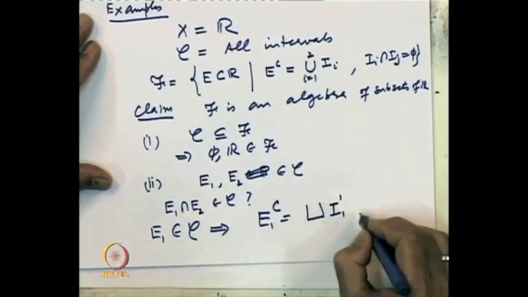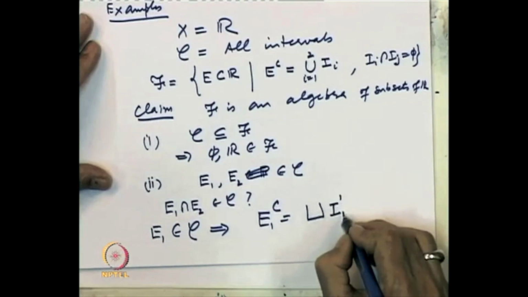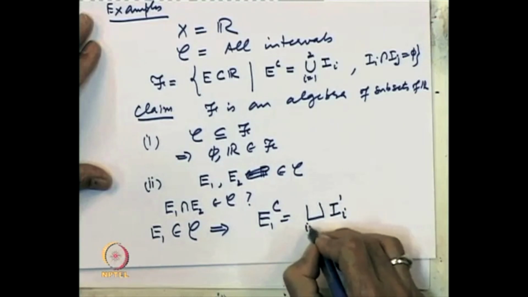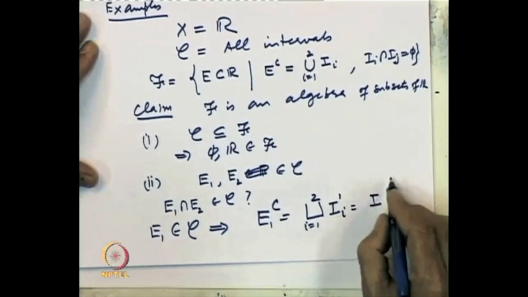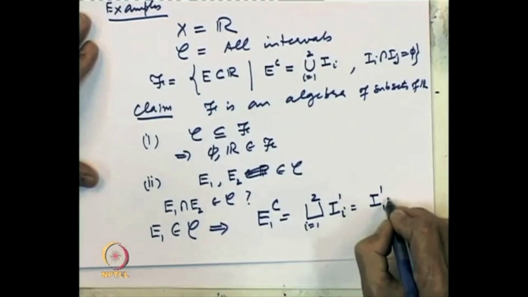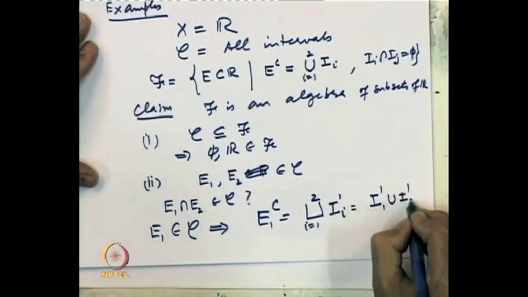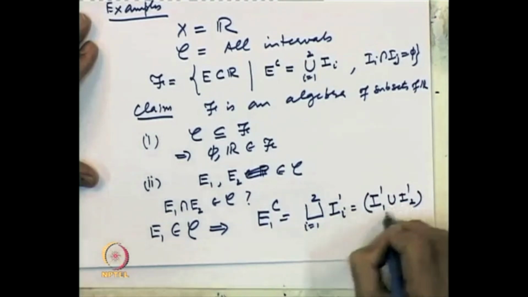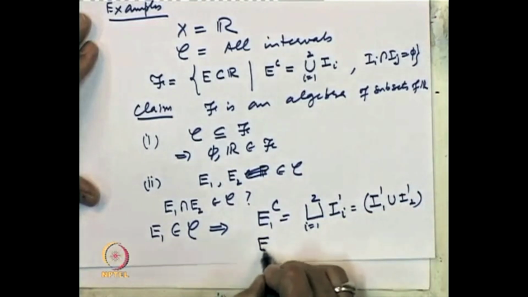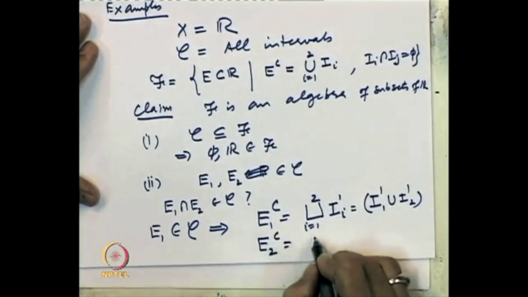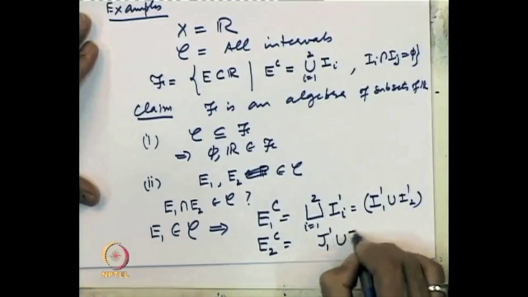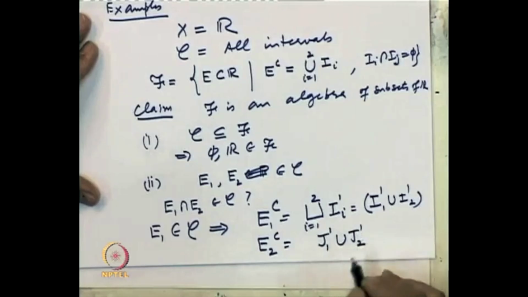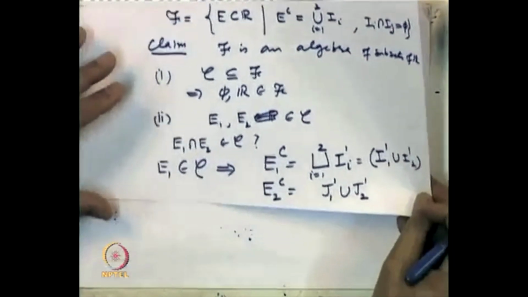Let us simply write it as a union of two intervals, I11 union I12, where both of these are disjoint. Similarly, E2 complement can be written as a disjoint union, let us call it J11 union J12, where J11 and J12 are disjoint.